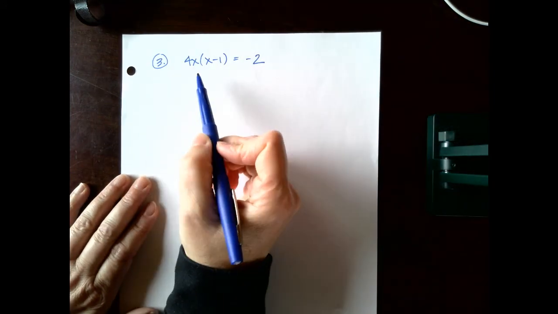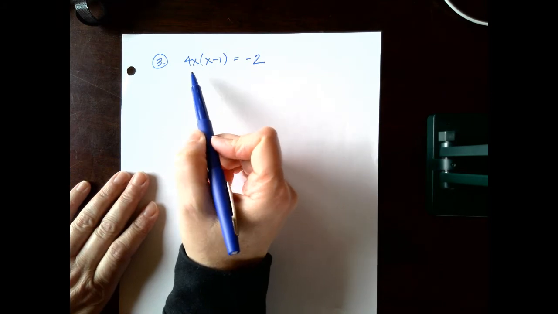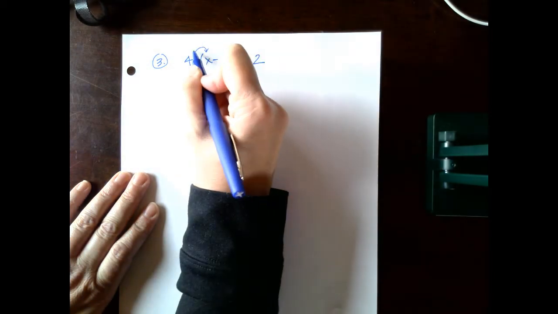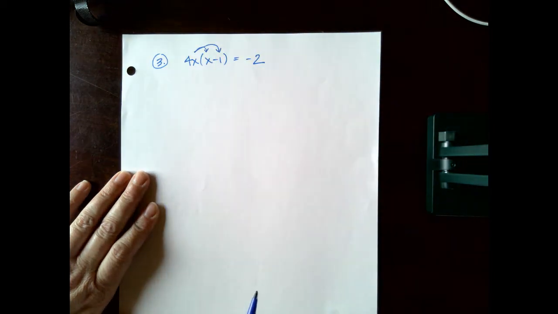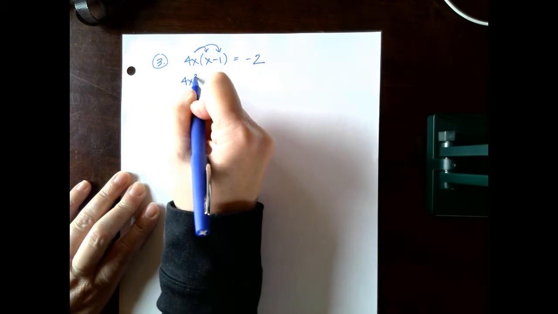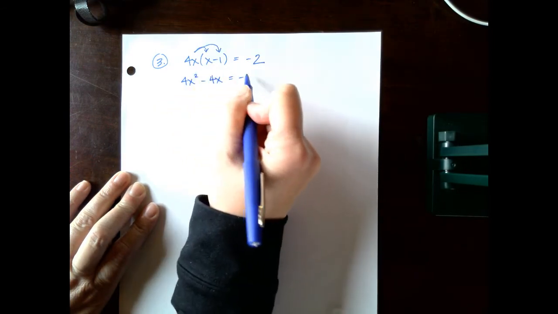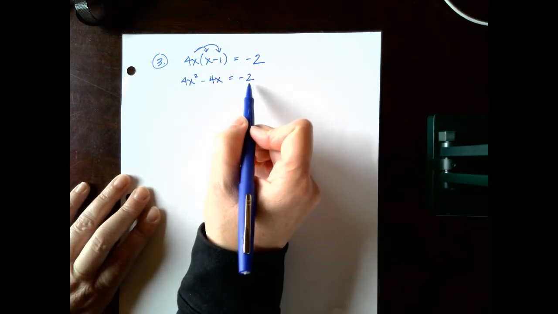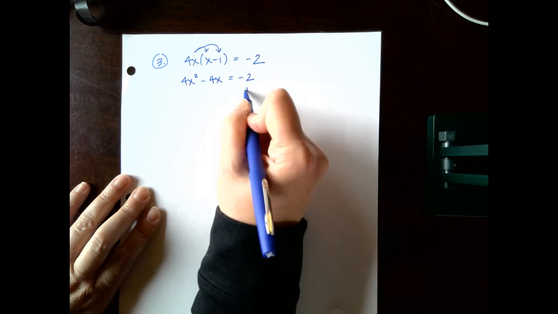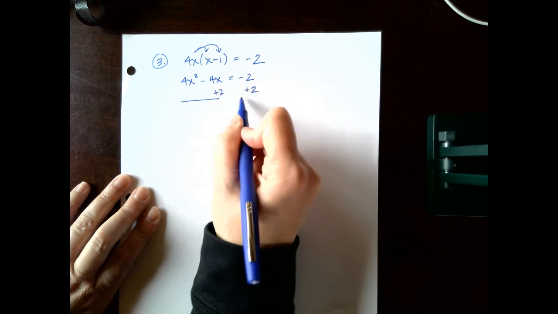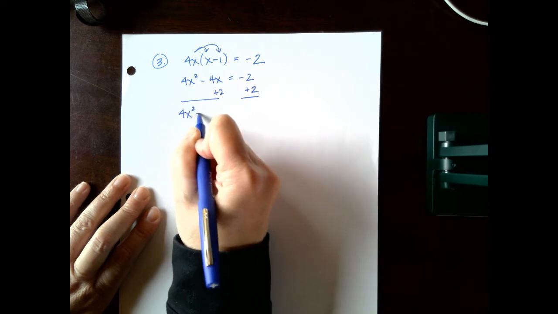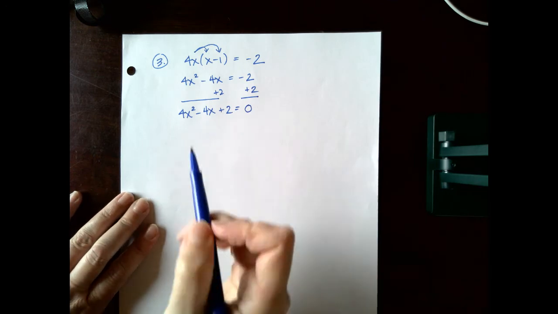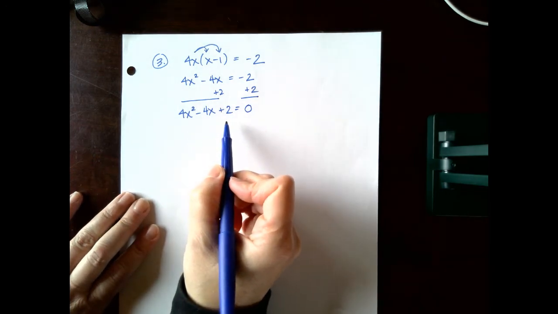I want to solve this equation with the quadratic formula as well. And this one is not in the appropriate format yet, so we have to do some work first. We'll need to distribute the 4x through the quantity x minus 1. You'll get 4x squared minus 4x equals negative 2. And then we'll want to add 2 to both sides of the equation so that we have the equation set equal to 0. When we do that, we get 4x squared minus 4x plus 2 is equal to 0.